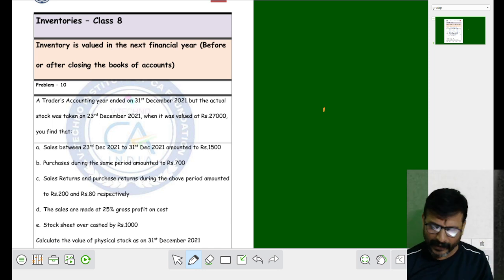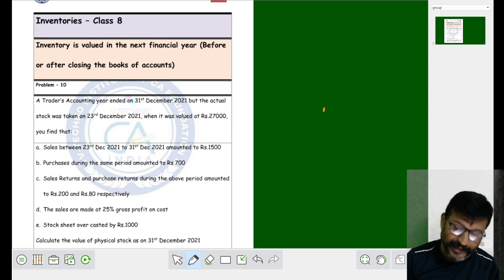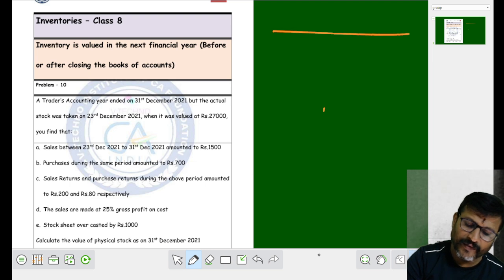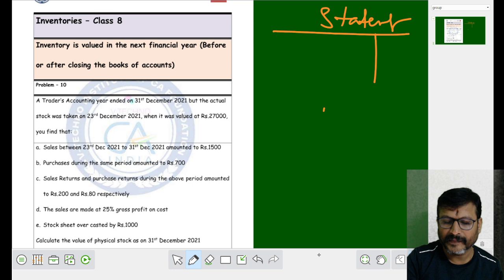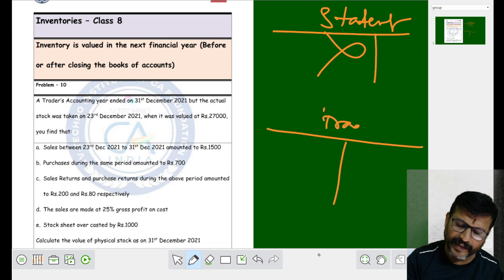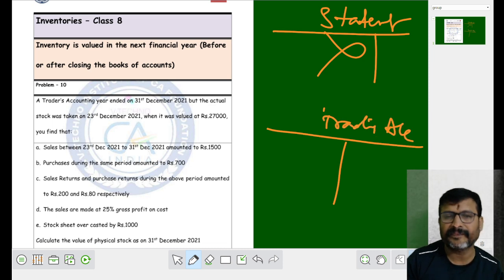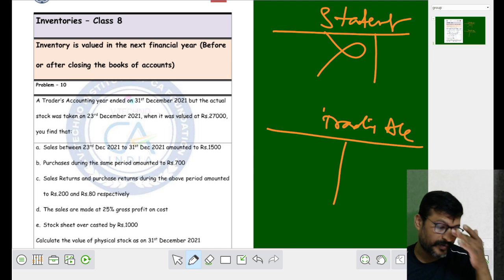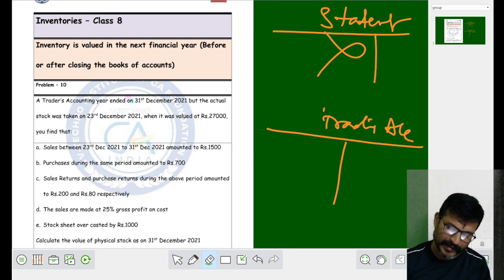Okay. Again, I used to tell you, while valuing the stock, I never follow the statement method. I always follow the trading account method. Please remember this. Fine. Shall we move on to the answer, my dear student?